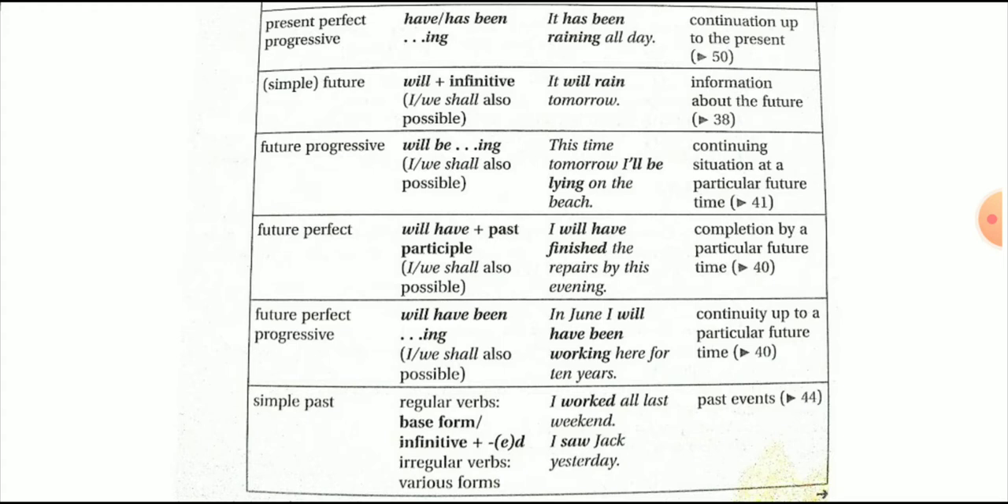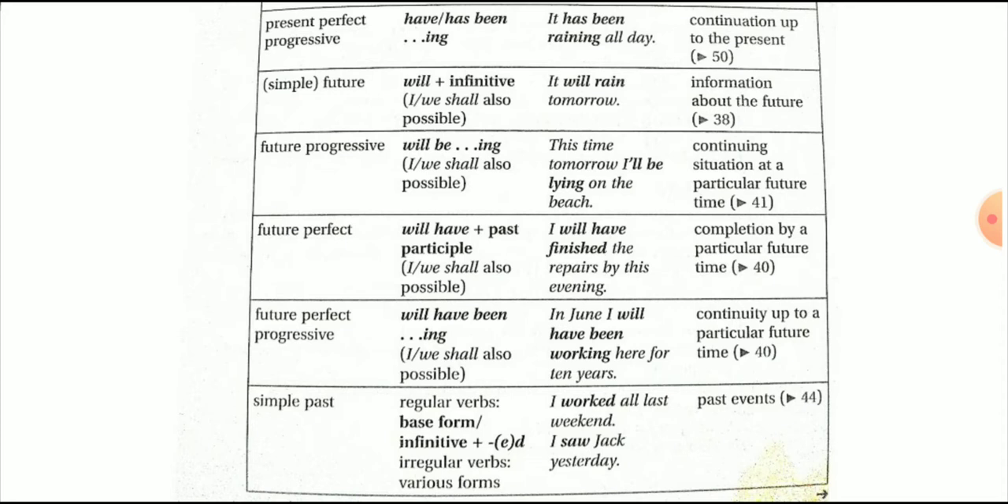Future perfect: will have plus past participle. We use will have. Will have is the helping verb. Have is a helping verb. Plus past participle. I, we shall is also possible. "I will have finished the repairs by this evening." So we are talking about completion by a particular future time.